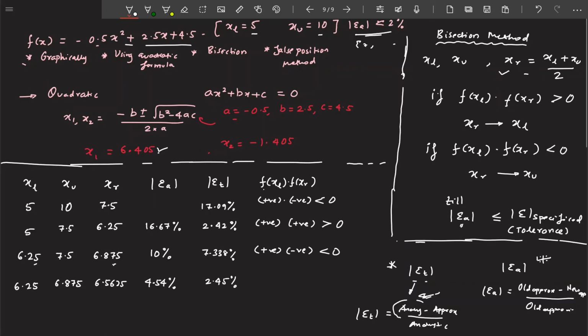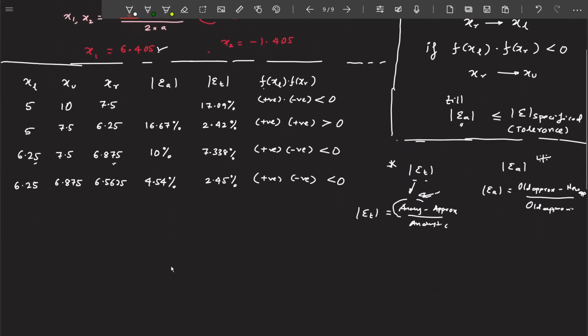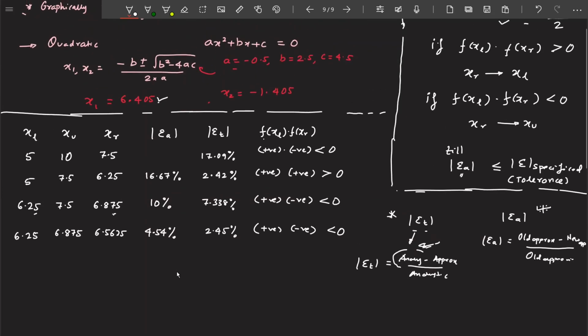Again, you check whether it is going to be positive or negative. So you'll realize that this is positive and this is negative. So this is how you are going to do it. And again, according to the algorithm, where it is less than 0, your XR will become your XU. So you just have to do the same thing for the next iteration. I'll just write down the values that I am getting.